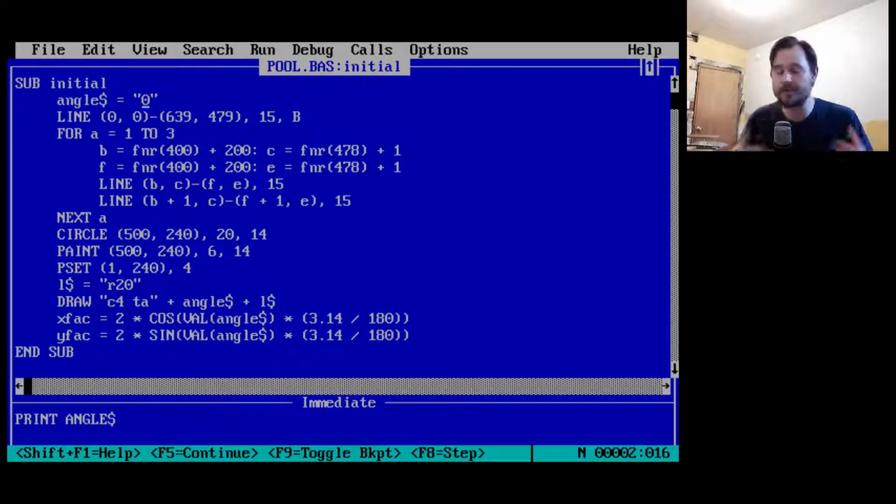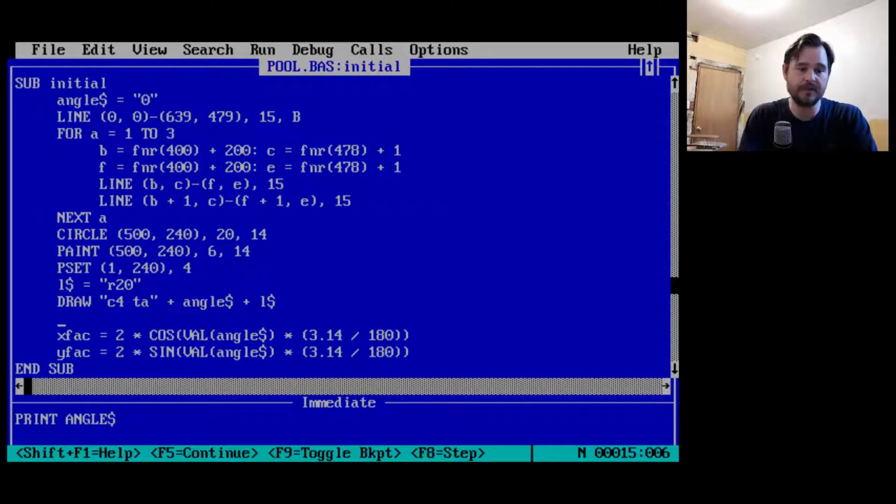So that's the normal default angle. And so what this draw command is saying, C4, color 4, TA plus your angle, which is 0, and then plus L. So this is actually equivalent to C4, TA 0, and then L was R20. And then what's going to happen, well, we'll get to it. Anyway, that's what it is at the beginning.